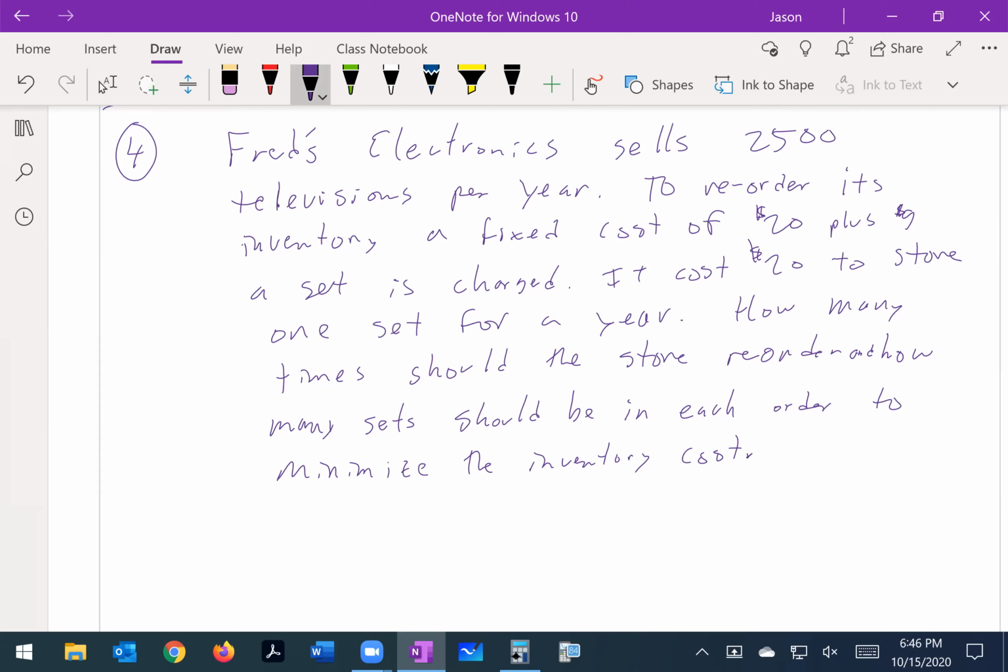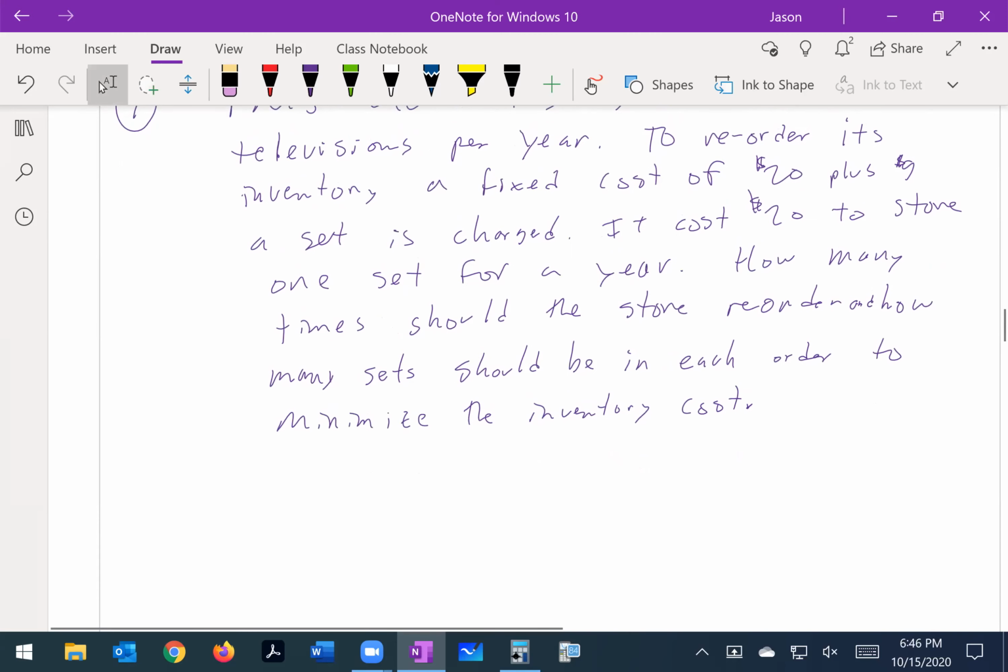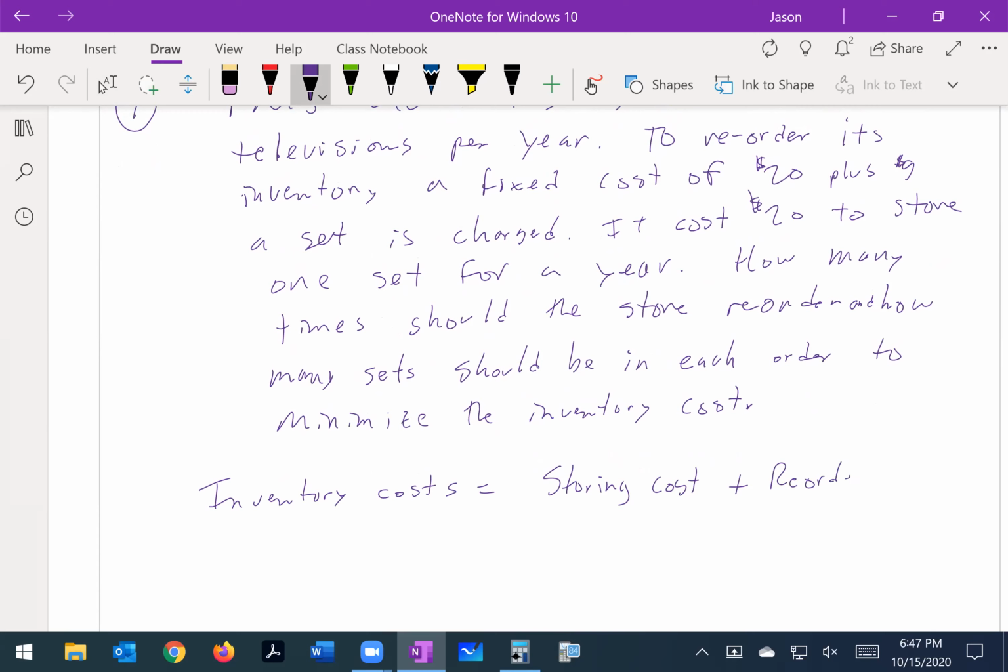Let's try to gather all of the inventory costs here. What's the inventory cost? The inventory costs involve the storing cost plus the reorder cost. So the reordering cost and the storing cost, those are the two costs that are involved here.